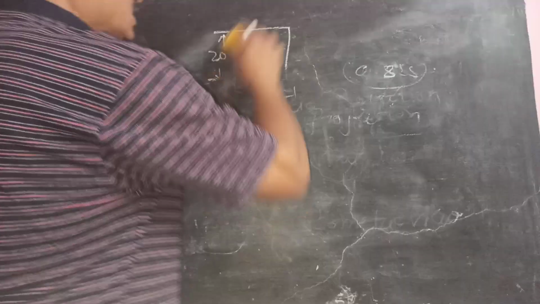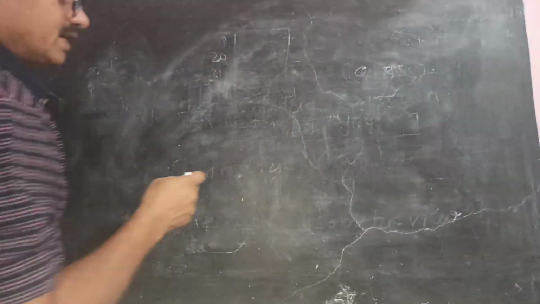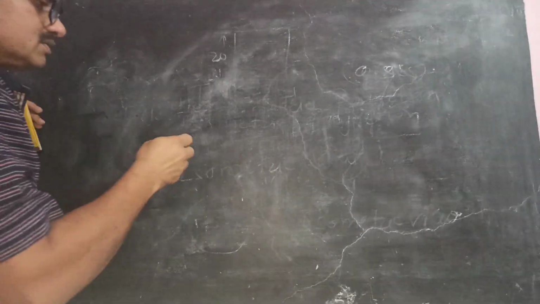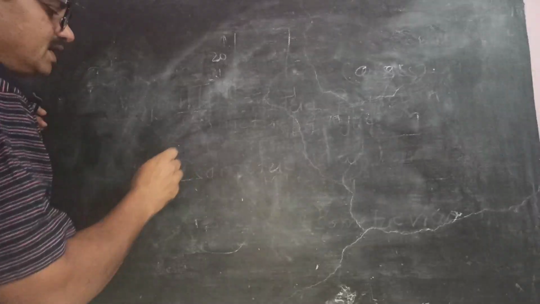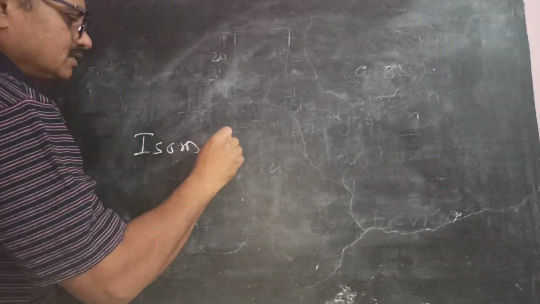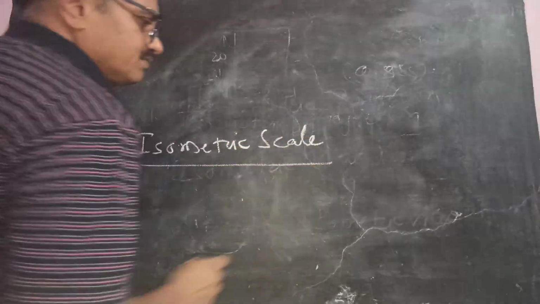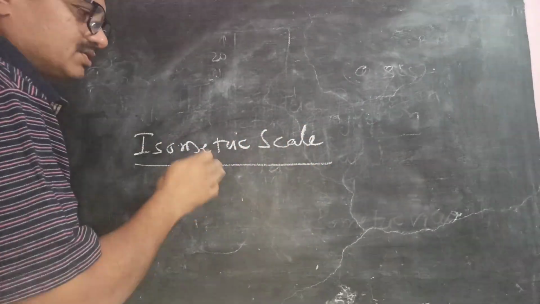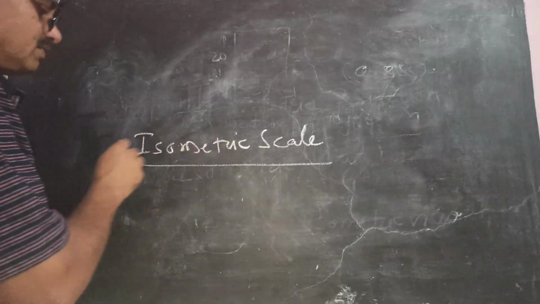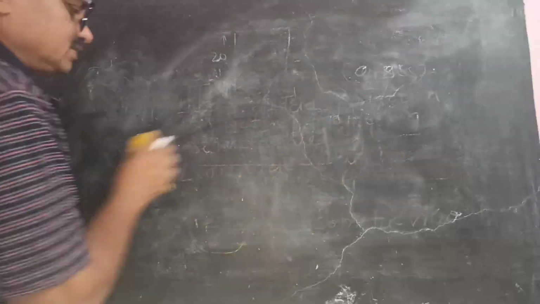And if we draw an isometric projection, we have to draw something extra for that. That is known as isometric scale. This scale is to be drawn only when we draw the projection. If we draw view, then there is no need of this. So, what is isometric scale, that we will see.